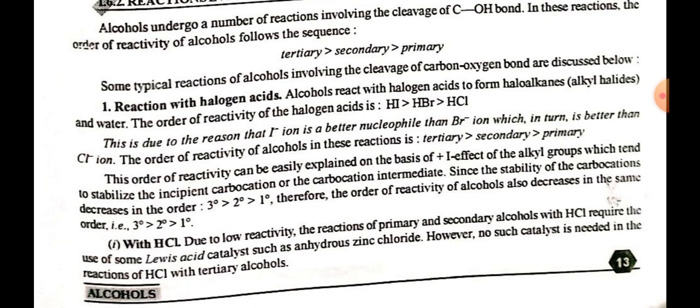First is the reaction with HCl. Due to low reactivity, the reactions of primary and secondary alcohols with HCl require the use of a Lewis acid catalyst such as anhydrous zinc chloride. However, no such catalyst is needed in the reactions of HCl with tertiary alcohols.